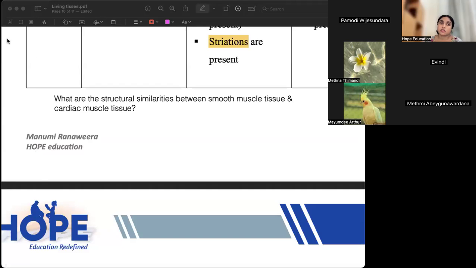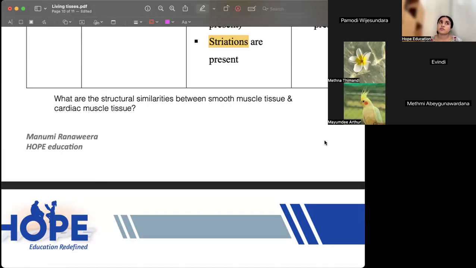Tisha, the shape. You have to properly say what the shape is. Smooth muscle tissue is a spindle shape one. Cardiac muscle tissue is long cylindrical. No, cardiac muscle tissue is not long cylinders, it's short cells. But that is not a similarity.